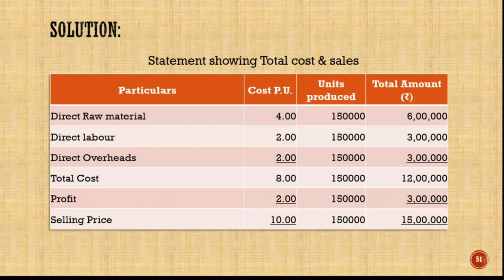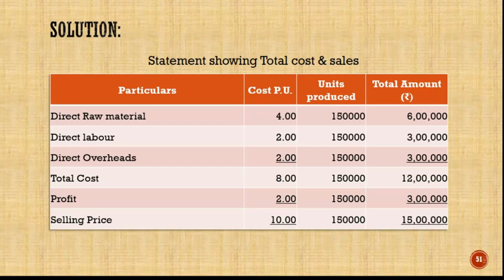So here you can see the statement prepared. Same information we have created here. So particulars, cost per unit, units produced, and total amount in rupees. So how I arrived at this cost per unit information, that is 4 rupees, 2 rupees, 2 rupees, 8, 2 and 10. So see, in the example at the end they have given the sales price as 10 rupees per unit, and in the earlier slide the information was concerned with percentage of cost to sales.